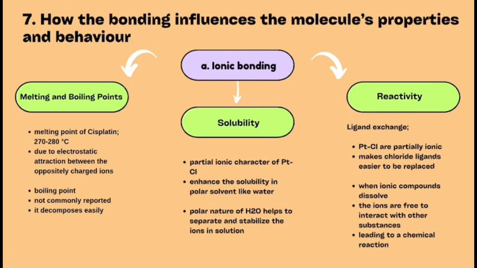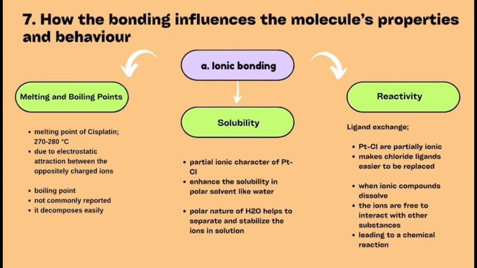The next one is boiling point. The boiling point is not commonly reported because cisplatin decomposes easily at high temperature. The next point is solubility. Cisplatin has a partial ionic character in its platinum-chlorine bonds, which enhances its solubility in polar solvents like water, as we all know that water is a polar molecule. And the polar nature of water helps to separate and stabilize the ions in solution, leading to its solubility.